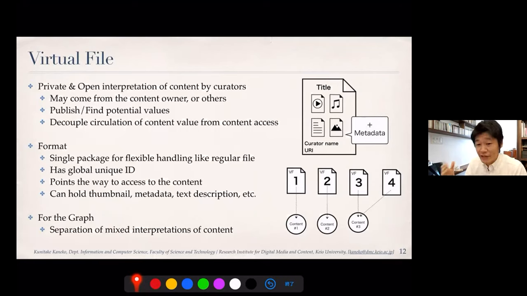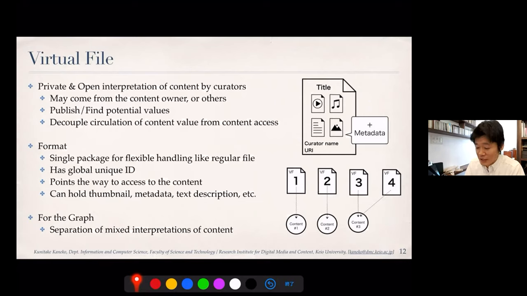It's like a regular file, kind of a package with everything inside a single package. It has a title for understanding by humans, and also some thumbnails for understanding by humans. But the important thing is it has a globally unique ID to identify it. And also it has pointers to the contents. And then anybody can make it, not only the content owner, but also anybody else.